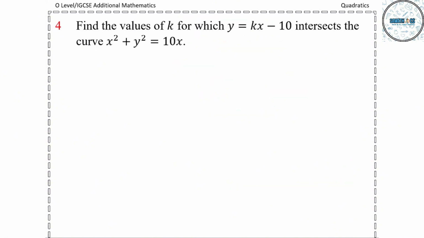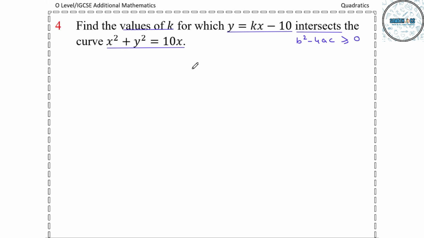Let's do another question. Find the values of k for which y is equal to kx minus 10 intersects the curve x square plus y square is equal to 10x. Now it says intersects the curve. It's not mentioned whether it is intersecting at two distinct points or one point. In this case, we will use b square minus 4ac is greater than or equal to 0.